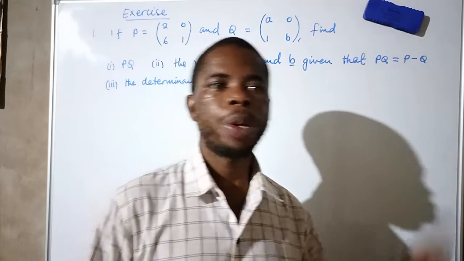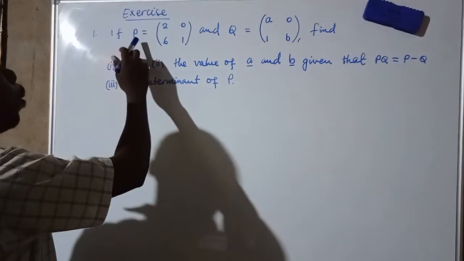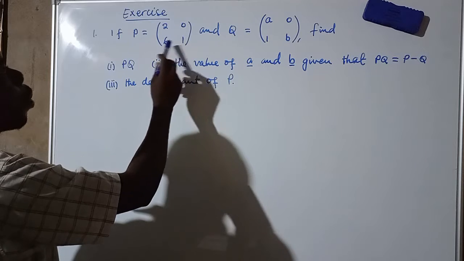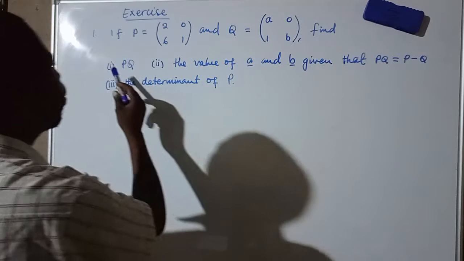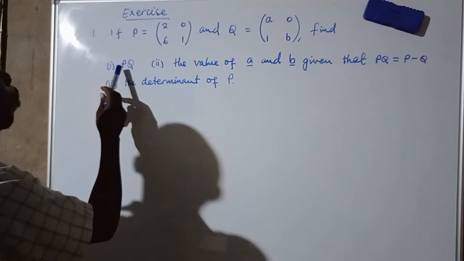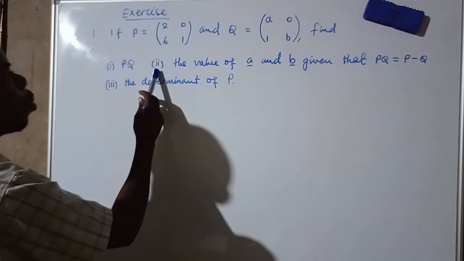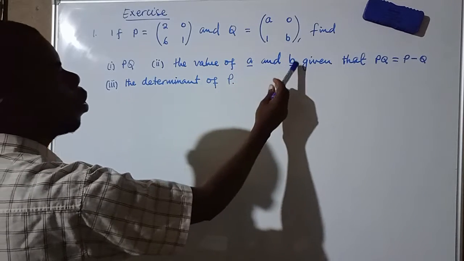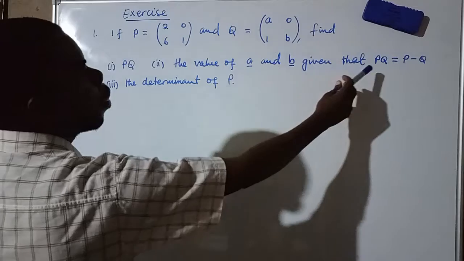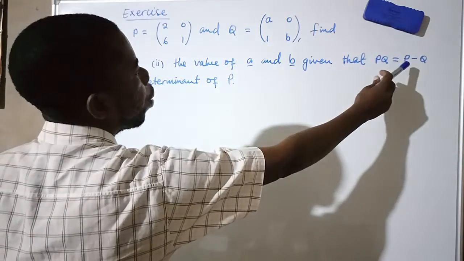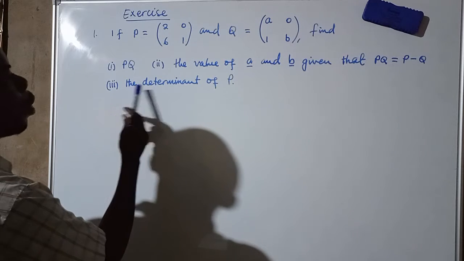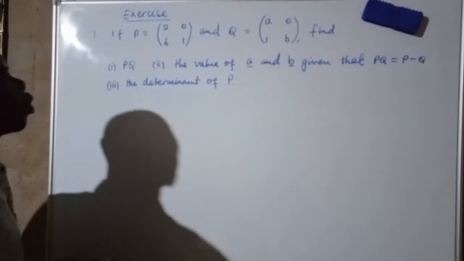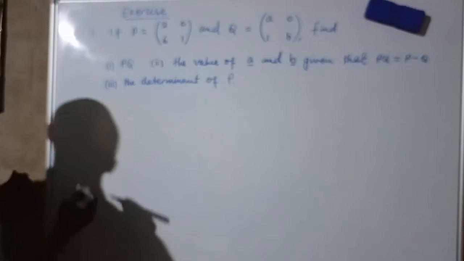To begin with, we have question number 1 here. If P is this matrix 2061 and Q is this matrix A01B, find part 1, PQ; then part 2, the values of A and B, given that PQ is equal to P minus Q; then in part 3 we need to find the determinant of P. So let's go straight into answering this one.